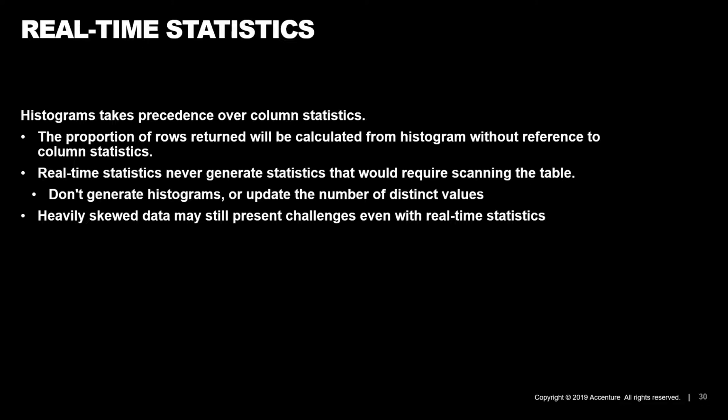Now, real-time statistics is a lightweight in-memory feature. It just looks at the rows as they get updated. It doesn't do anything that requires scanning the whole table. So you don't get anything like histograms, you don't get an update to the number of distinct values. Skewed data has always been a challenge for the optimizer and in performance problems, and that doesn't change with real-time statistics. And I think you're going to find that where you have histograms, they're going to effectively render some of the aspects of real-time statistics impotent.